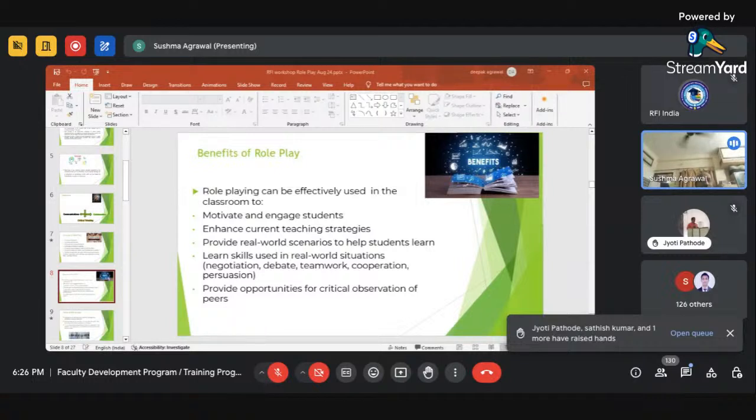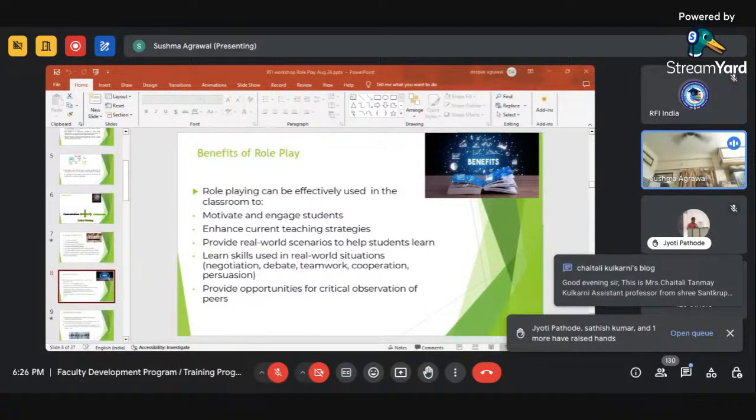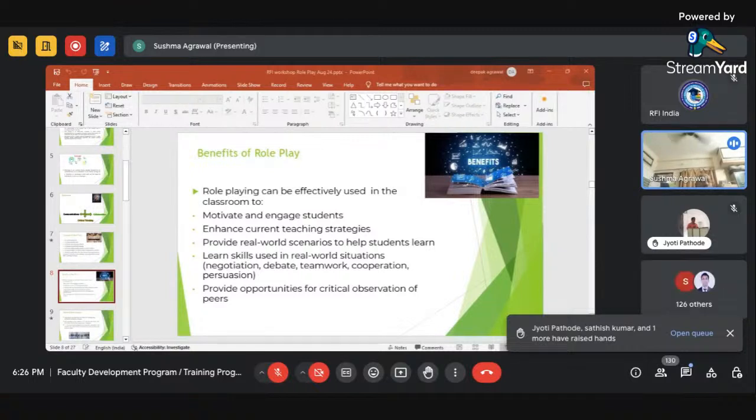Teamwork: we already discussed that role play helps in developing teamwork activities. They do understand cooperation and persuasion. Now, besides that, another benefit is that it provides opportunities for critical observation of peers. It is just like what they do in informal groups. They have their own friends, their own peer groups. But role play sometimes is very helpful.